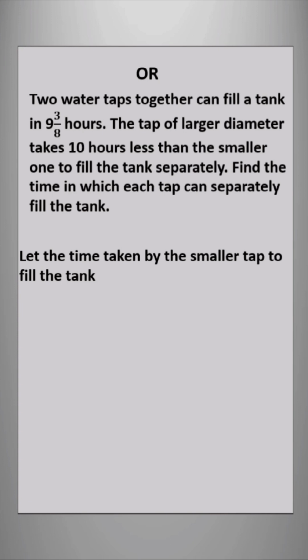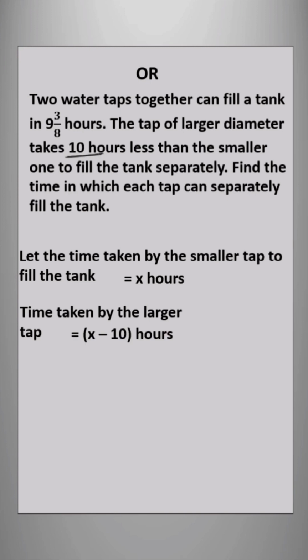Let us write it as, let the time taken by the smaller tap to fill the tank be x hours. Then the time taken by the larger tap to fill the tank, it takes 10 hours less. So now the time taken by the larger tap is x minus 10 hours. So if the tank can be filled in x hours by the smaller tap, in 1 hour how much part of the tank can be filled?